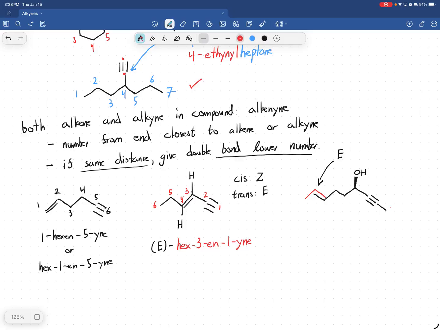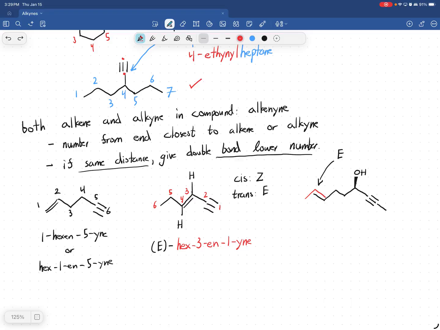Let me number it for you. Say it. 6. Oh, where are you numbering from? The alkyne? Oh, yeah, you're right. We do number it from the alkyne. Okay, let's do that, because they're equidistant, right? Oh, wait. What takes precedence over the alkene? What else is in there?